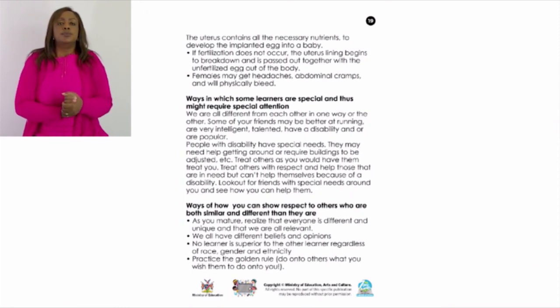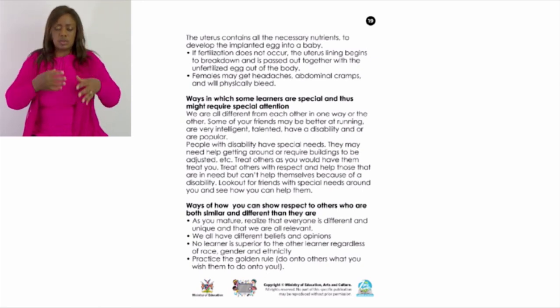The uterus contains all the necessary nutrients to develop the implanted egg into a baby. If fertilization does not occur, the uterus lining begins to break down and is passed out together with the unfertilized egg out of the body. And this is what we would normally refer to as menstruation. Females may get headaches, abdominal cramps, and will physically bleed.